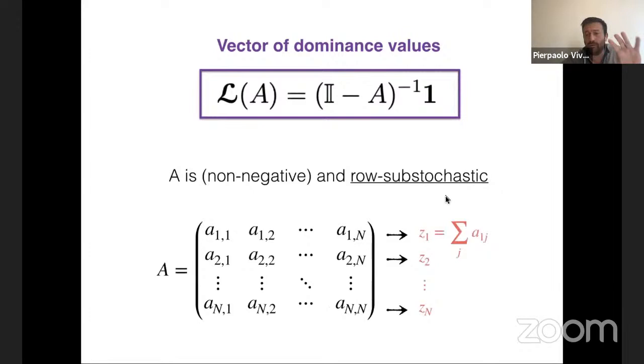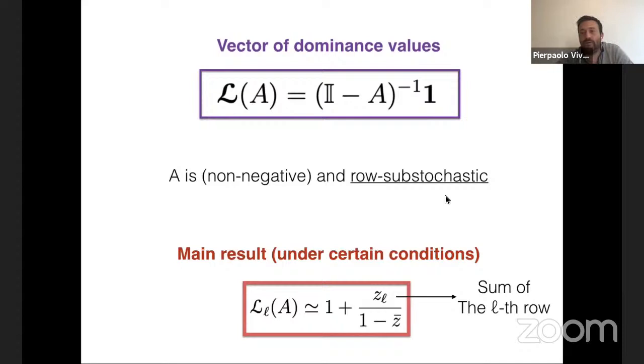And to establish a bit of notation, we will call Zi the sum of the ith row of the interaction matrix A. So our result is that in many cases of practical interest, under certain conditions, the lth Leontief coefficient, or the lth dominance value, can be predicted by this simple formula, where ZL is the sum of the lth row of the interaction matrix and Z bar is the average over all these sums. So this result is quite interesting, perhaps a bit counterintuitive, and it is very useful because it does not require the detailed knowledge about the interactions or about the full structure of the matrix A, but only some information locally about what each node is seeing in its neighborhood.